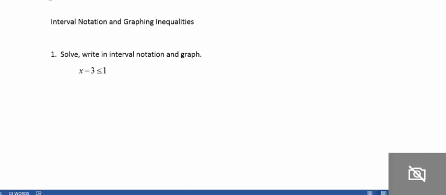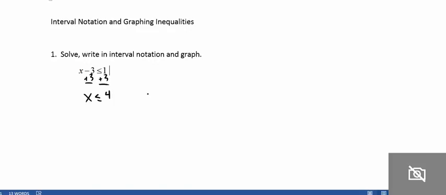So take problem number one. We want to solve, put in interval notation, and graph it. It's a very basic one. The point of this is to really touch on the notation and the graphing. So let's go ahead and solve it. x minus 3 is less than or equal to 1. To get x by itself, you add 3 to both sides, and we've solved the inequality. x is less than or equal to 4. That's the set of all numbers that are less than 4 but could also be equal to 4.